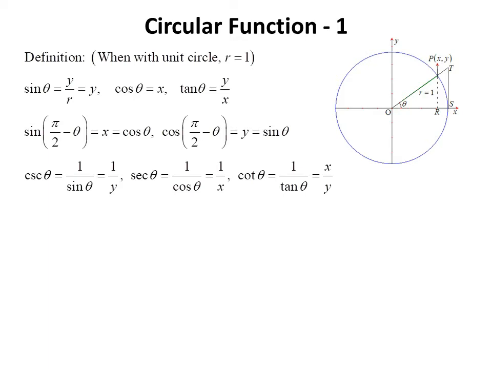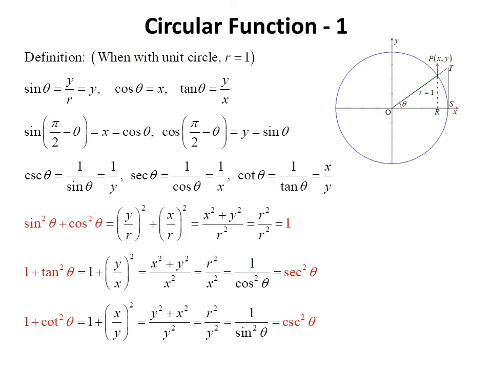In the meantime, 3 important Pythagorean identities are shown in red here. Sine squared theta plus cosine squared theta equals 1. 1 plus tangent squared theta equals secant squared theta. 1 plus cotangent squared theta equals cosecant squared theta. They are quite useful in simplifying and solving circular function problems.